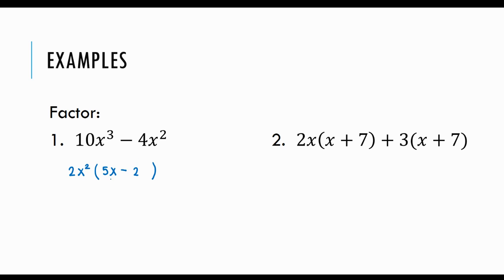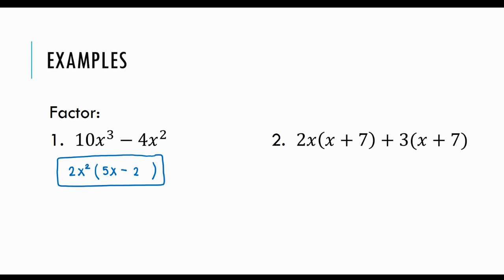And so because there's nothing in the parentheses, 5x minus 2, that they have in common, that tells us that we did find the correct GCF. I can't factor 5x minus 2 any further. So by factoring out the GCF, we got our answer.